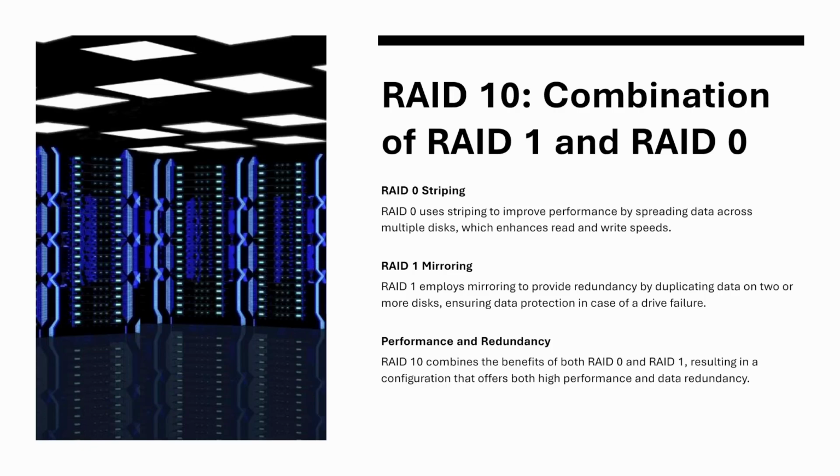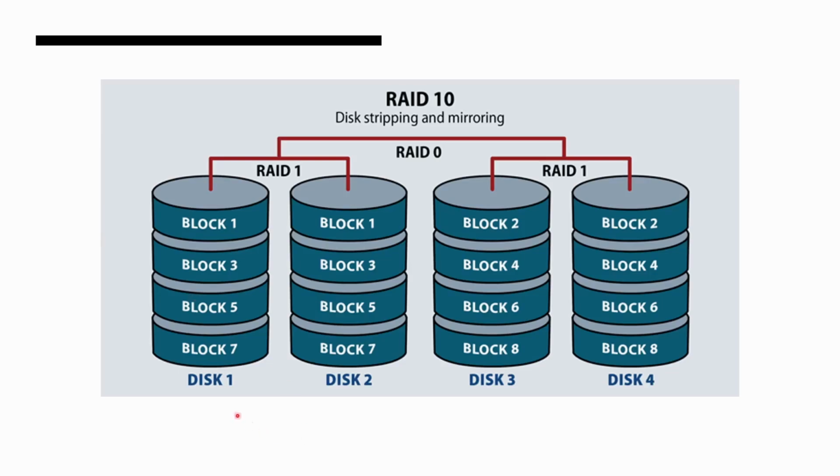RAID 10 combines the benefits of both 0 and 1, resulting in a configuration that offers both high performance and data redundancy. As we see here with the diagram, the disks you have in your system will do a RAID 1. So layer 1 is our RAID 1, and then layer 2 is RAID 0. So we'll just take those 2 RAIDs and stripe data across them.